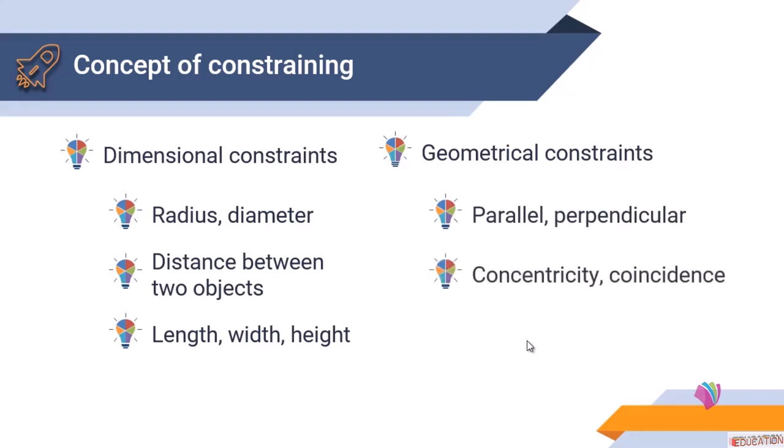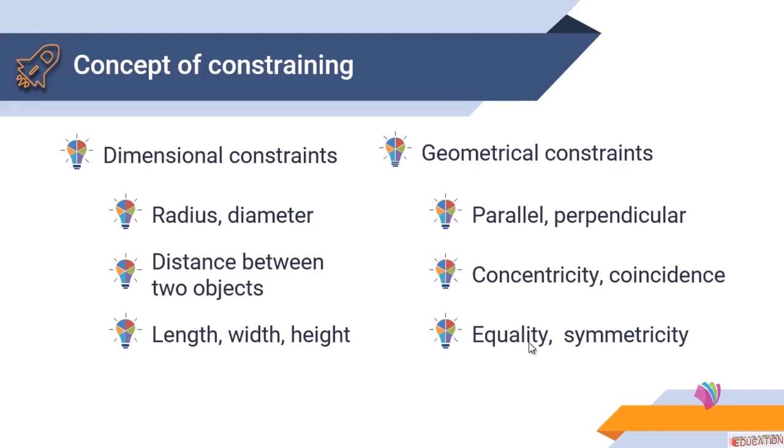We can make two circles concentric. We can coincide a line with another line, a point on a line. We can create equality between objects like two lines we can create of equal length, two circles we can create of equal diameter, and we can also create symmetric objects about an axis by using these geometrical constraints. So basically, if you want to give dimensions, you have to use dimensional constraints, and if you want to give relation between two objects, you have to go for the geometrical constraints.